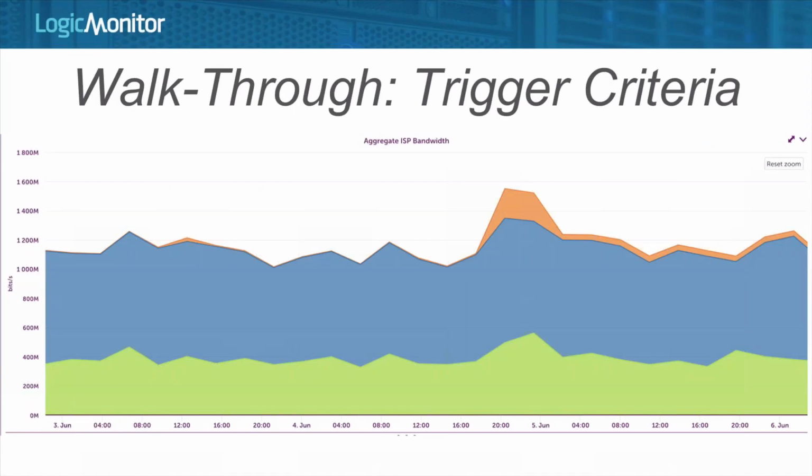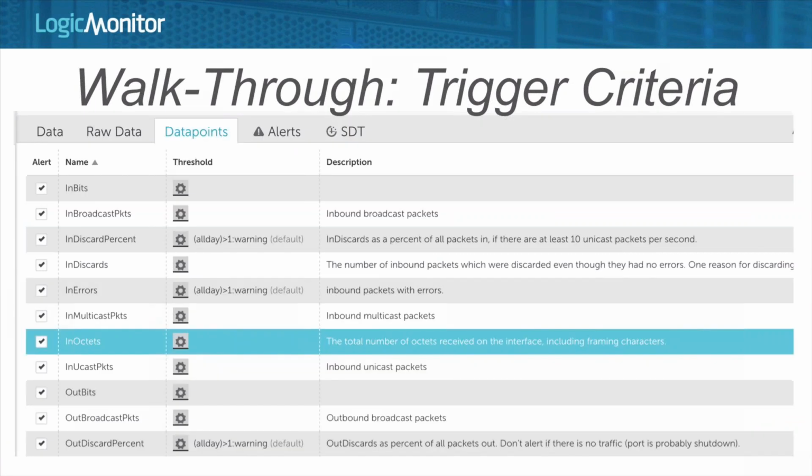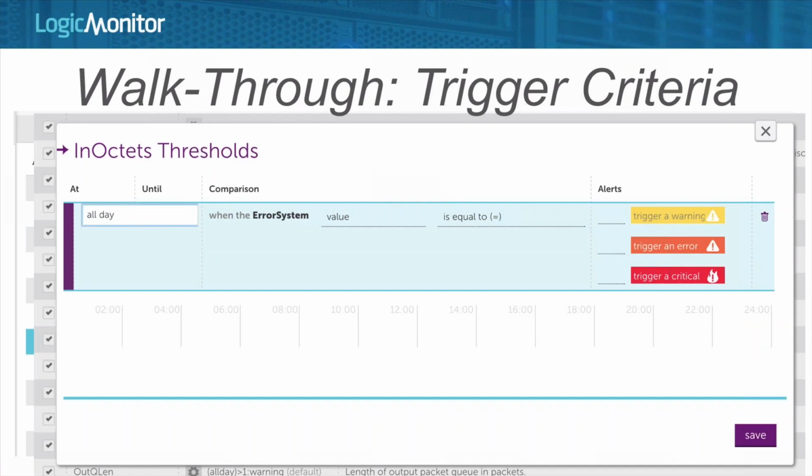All right, so let's walk through an example. So let's say we're looking at the total bandwidth usage across multiple data centers for our primary ISP. First, we'll set a threshold for the in-octets data point. And remember that we can set the alert threshold for this data source instance in the new UI by clicking on the data source instance, navigating to the Data Points tab, selecting Manage Threshold for the in-octets data point, and specifying a value.